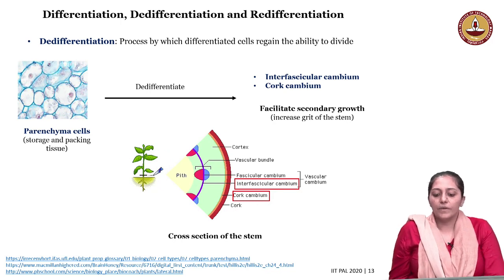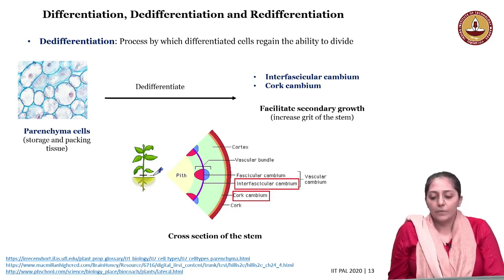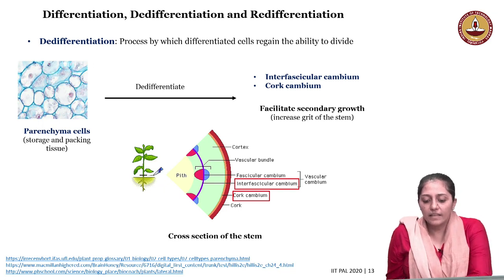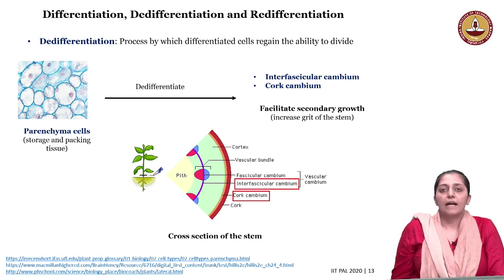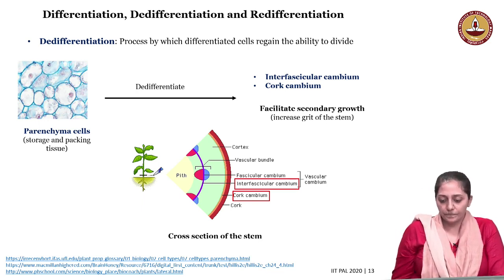So, this is a picture where you can see a cross section of the stem where the parenchyma cells have been modified to play a role in the interfascicular cambium and the cork cambium, thereby increasing the layers of the cells in the cork layer and also in the cambium region, the vascular cambium region here. The vascular bundle is also shown here, the xylem elements shown in pink.